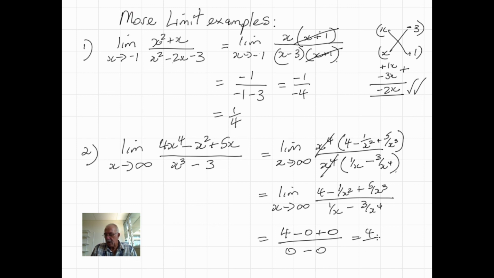So we get 4 over 0, which is undefined. Therefore, no limit. Division by 0 is undefined. Okay, so that should get you started and get you through all the limits that you have to do for this course.